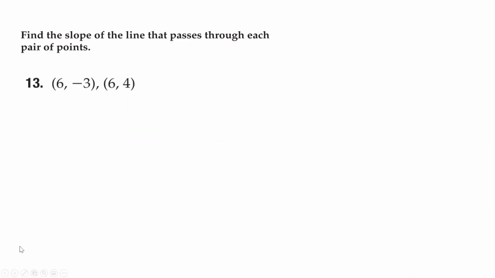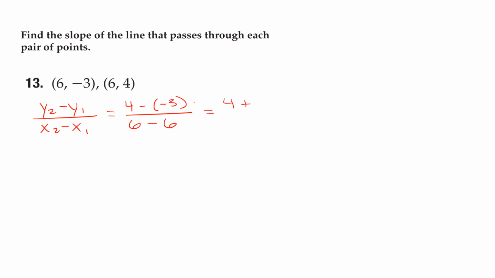Okay, so let's look at number 13. So we have, again, y2 minus y1 over x2 minus x1. So then you fill in your numbers here. I would put 4 minus -3. And then x2 is going to be 6 minus 6. So here I would add the opposite. 4 plus the opposite of -3 is +3. 6 minus 6 is 0. Okay, so that's 7 over 0.